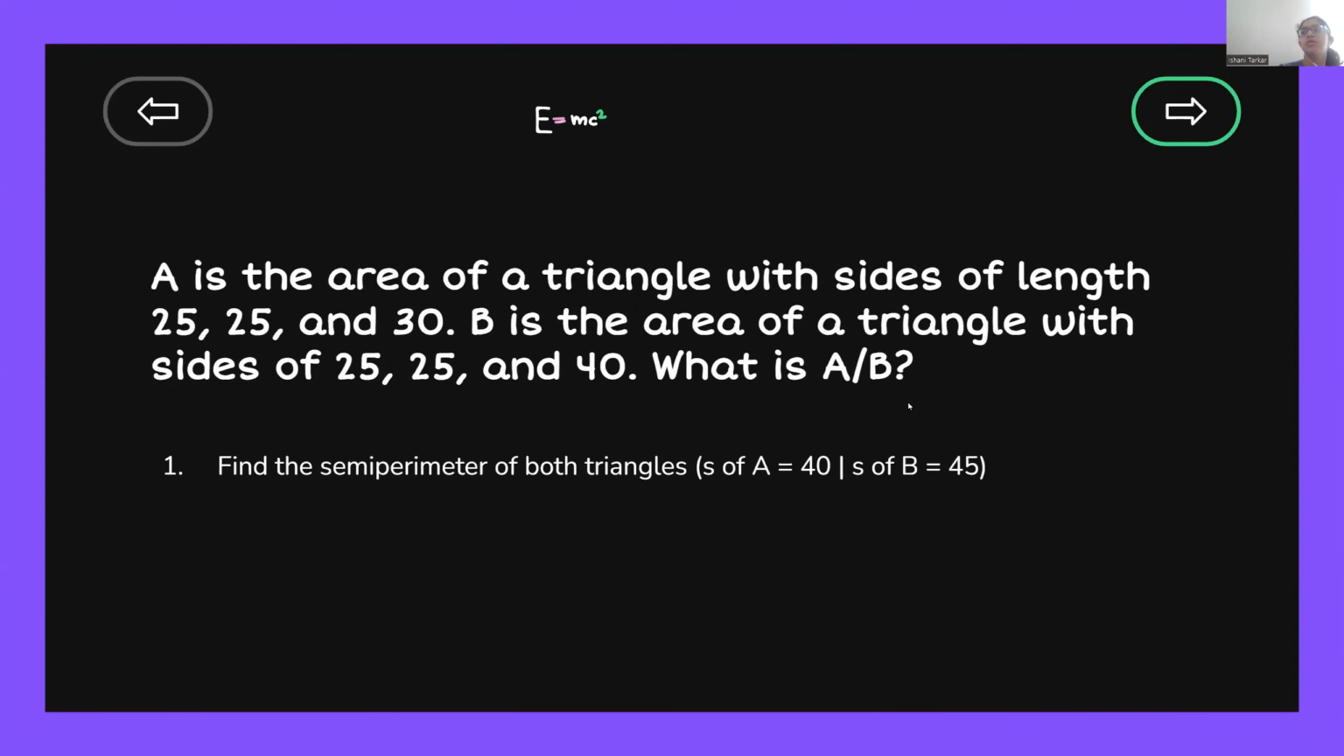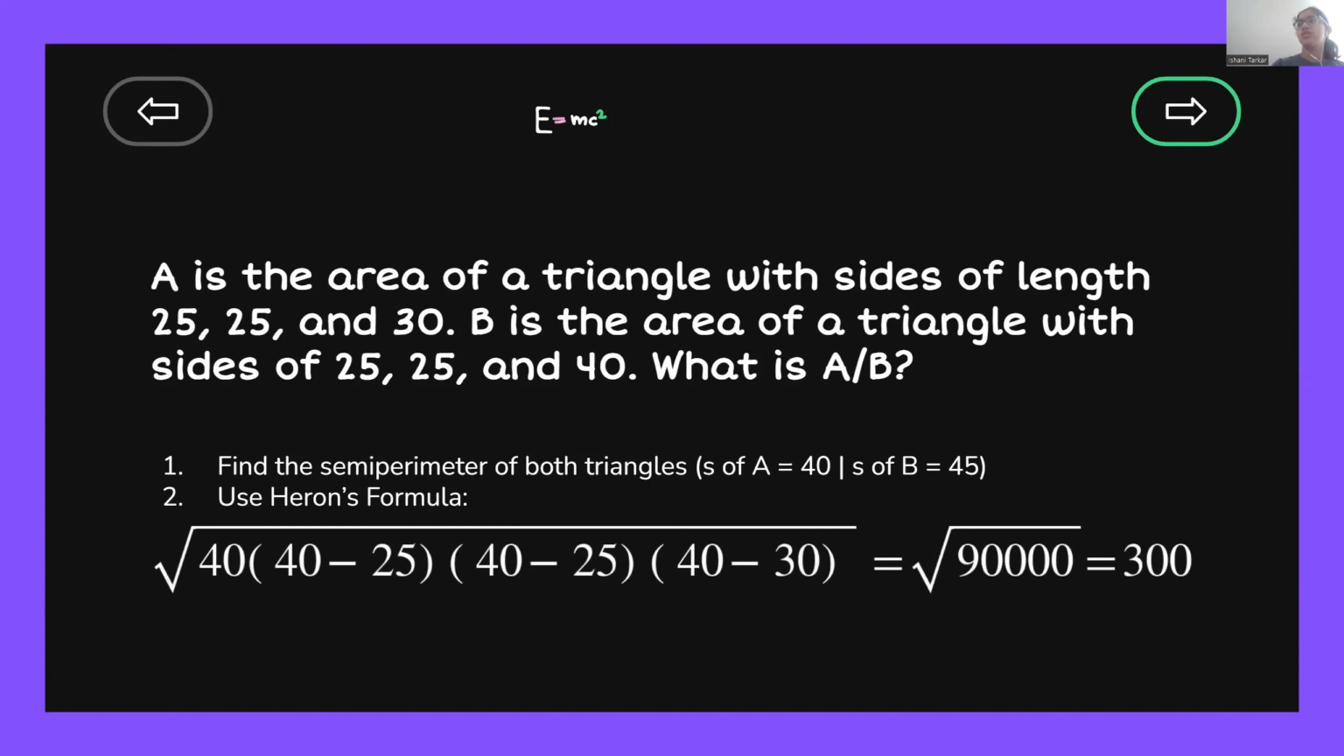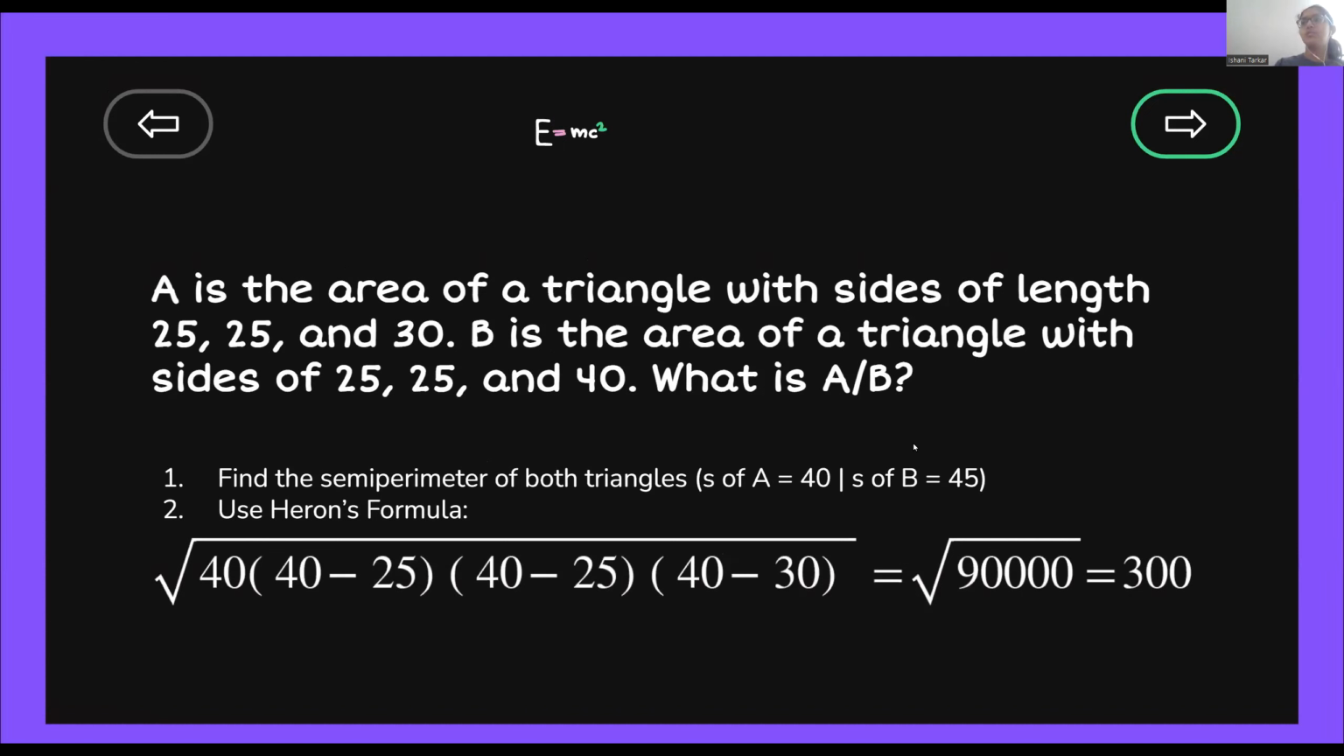We find the semi-perimeter of both. The semi-perimeter of A would be 25 plus 25 plus 30 divided by 2, which is 25 plus 15, which is 40. And the semi-perimeter of B would be 25 plus 25 plus 40, which is 90, divided by 2, which is 45. So we'd use Heron's formula, and we get the square root of 40 times 40 minus 25 times 40 minus 25 times 40 minus 30, which is equal to 300. That would be equal to A.